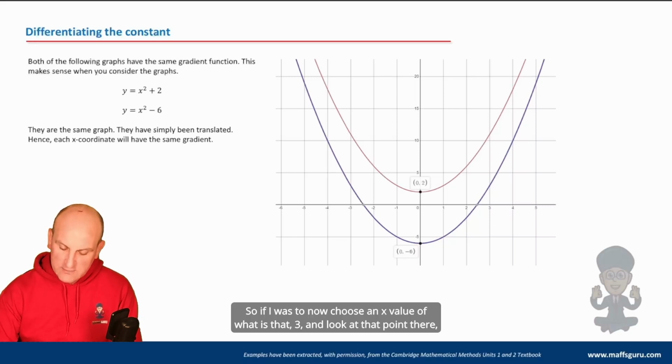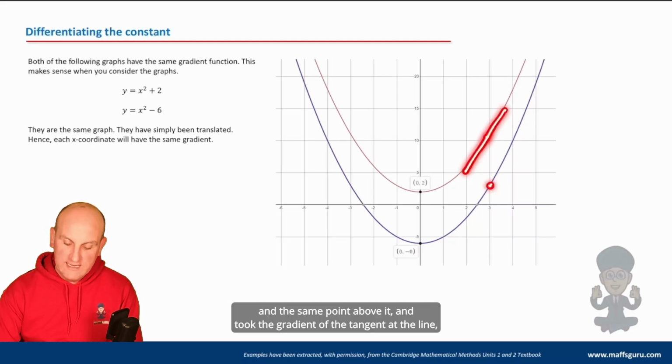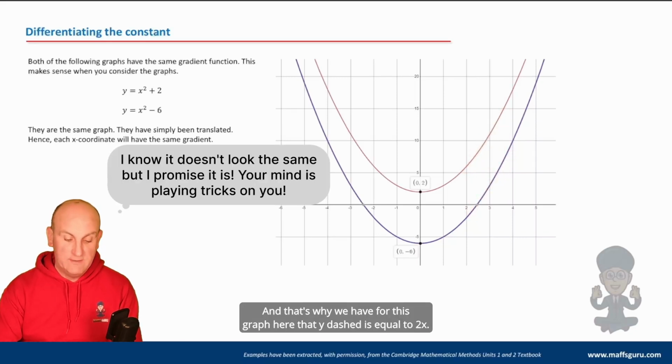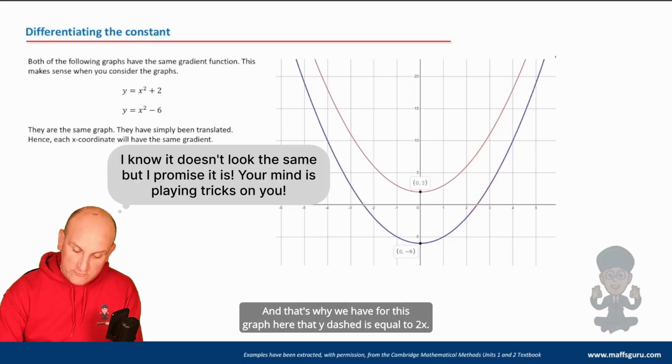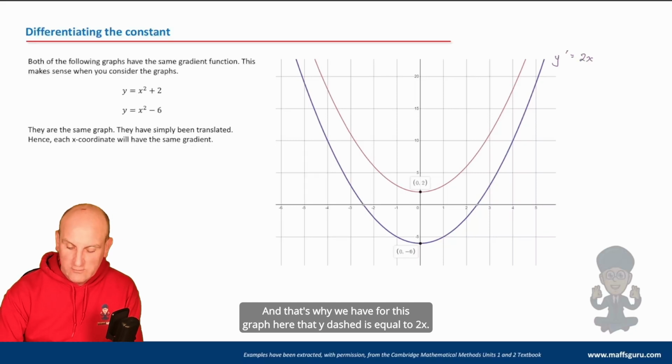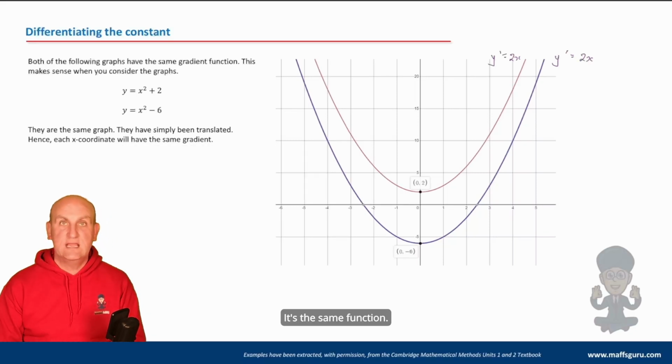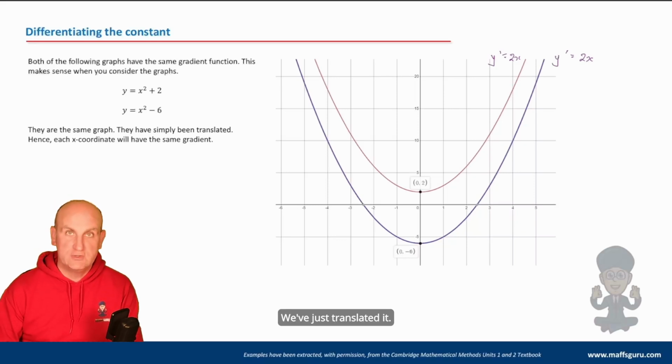So if I was to now choose an x value of, what is that, 3, and look at that point there, and the same point above it, and took the gradient of the tangent at the line, it would be exactly the same. And that's why we have for this graph here that y dash is equal to 2x, and here that y dash is equal to 2x. It's the same function. We've just translated it.